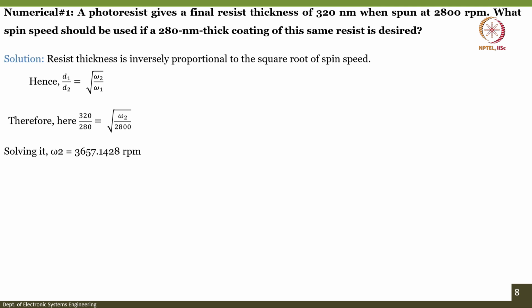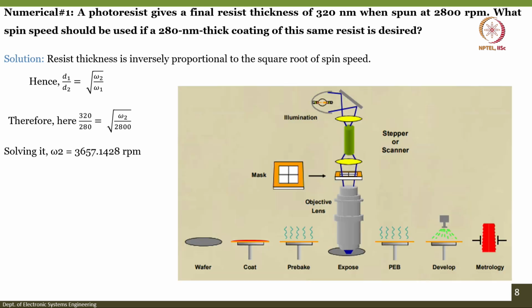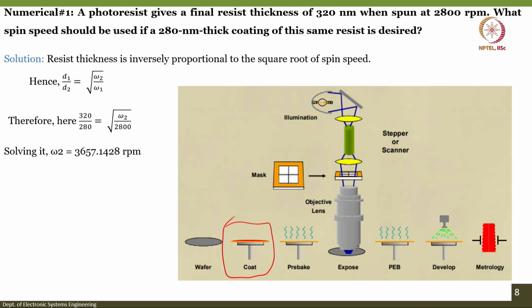We are talking about PR coating. PR coating is a sub process of lithography, which is a sub process of microfabrication, and that is why we are checking it. Another important thing you should check is that, see, earlier your thickness was 320 nanometer. Now you want it 280 nanometer. So you have reduced it by some 10 to 15%, but you need to increase your spin speed by almost 20 to 25%.